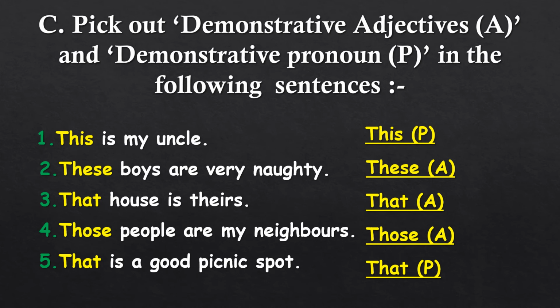In the fifth sentence, that is a good picnic spot. In this sentence, that is used in place of a noun as the subject. So, here in this sentence, that is a demonstrative pronoun.